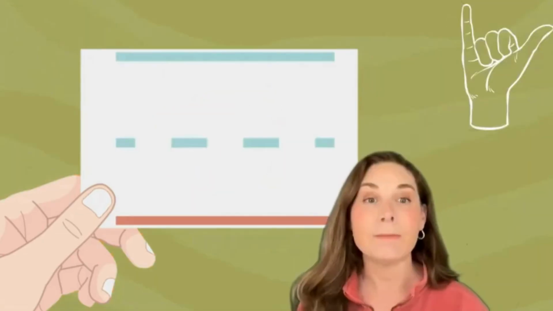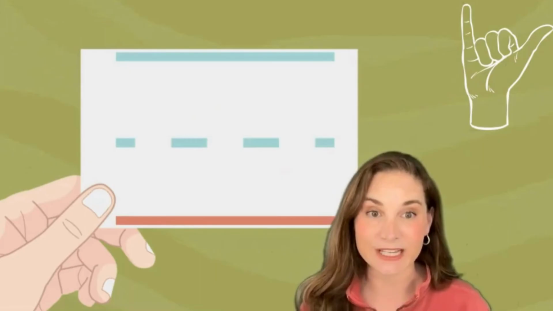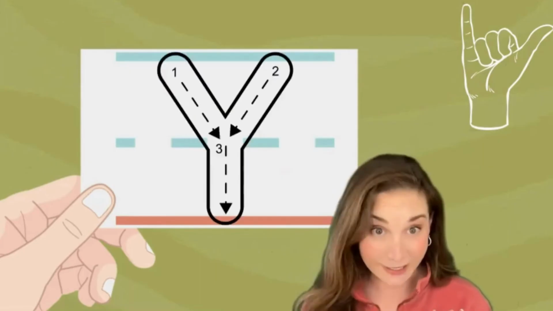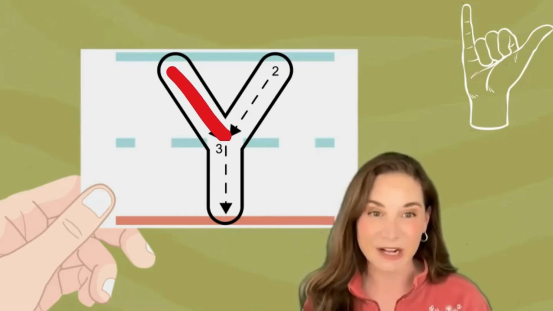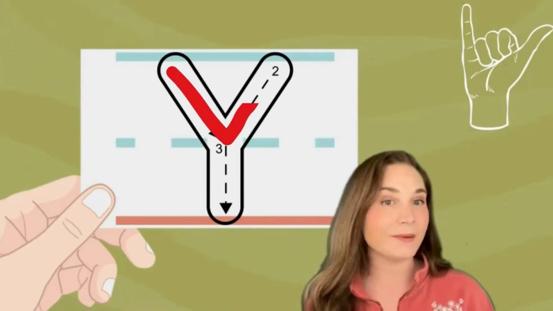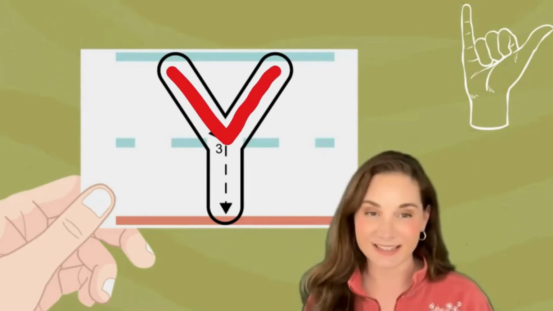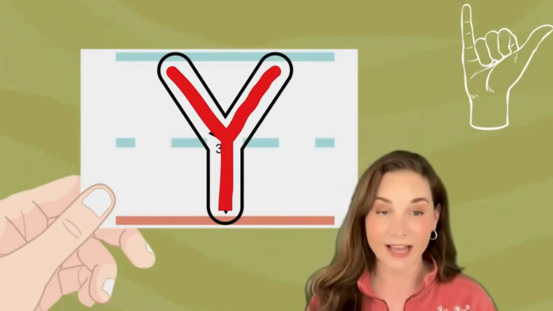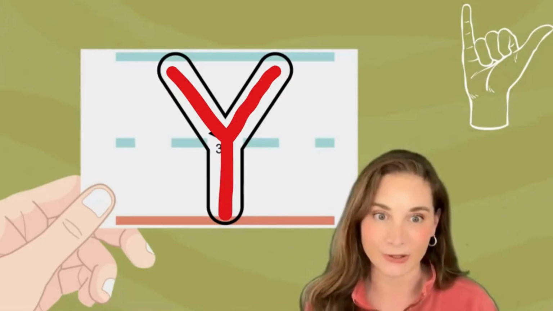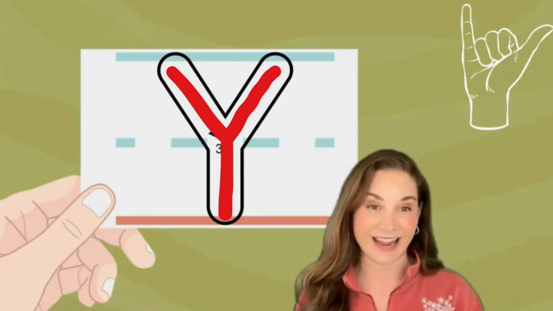Please write the letter that makes the sound Y. To write the letter Y, you're going to start at the top line and do a slanted line down to the middle. Then you're going to hop back up to the top line and do another slanted line down to the middle. When you're at that middle spot, you're going to do a straight line down to the bottom, a straight vertical line.